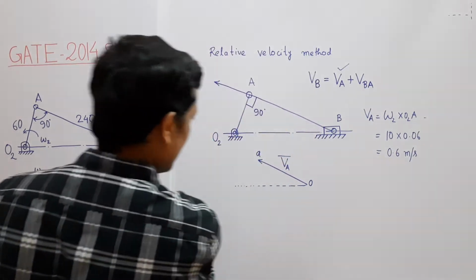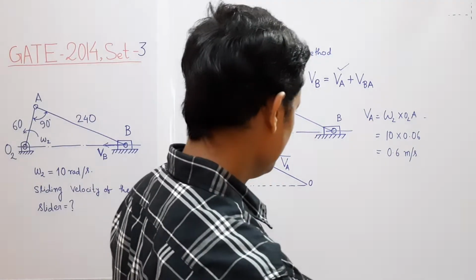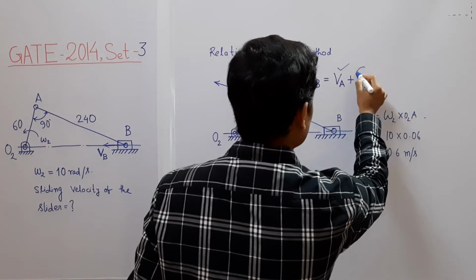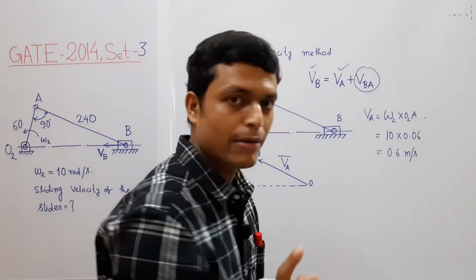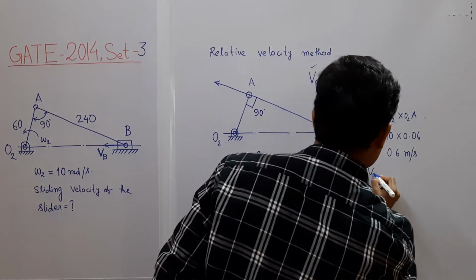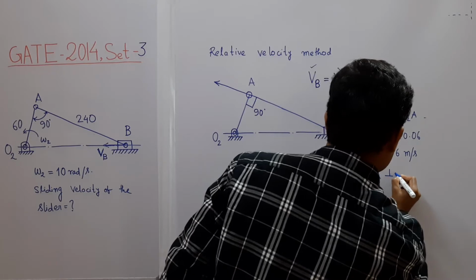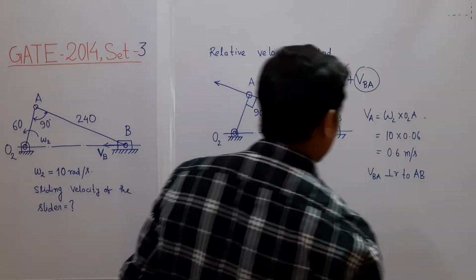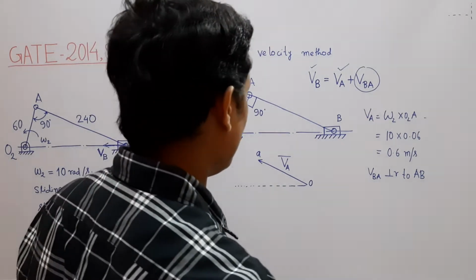So this will be along the axis of the slider. And now what is VBA? VBA is perpendicular to AB. VBA is always perpendicular to AB.